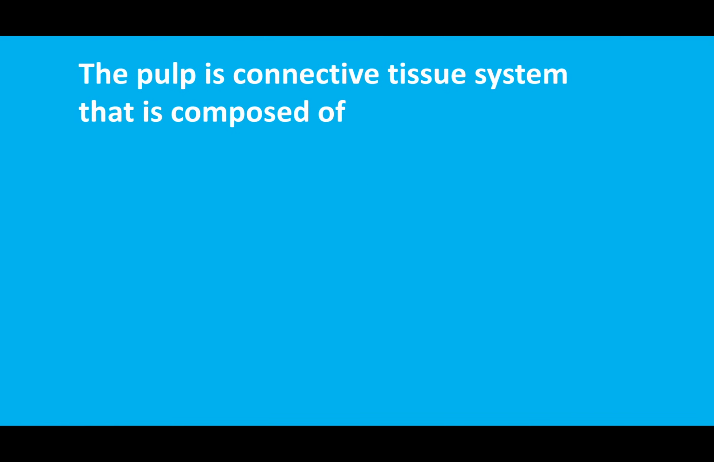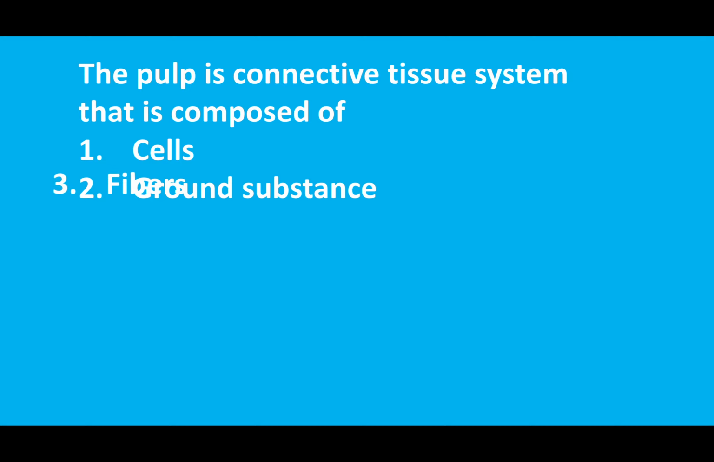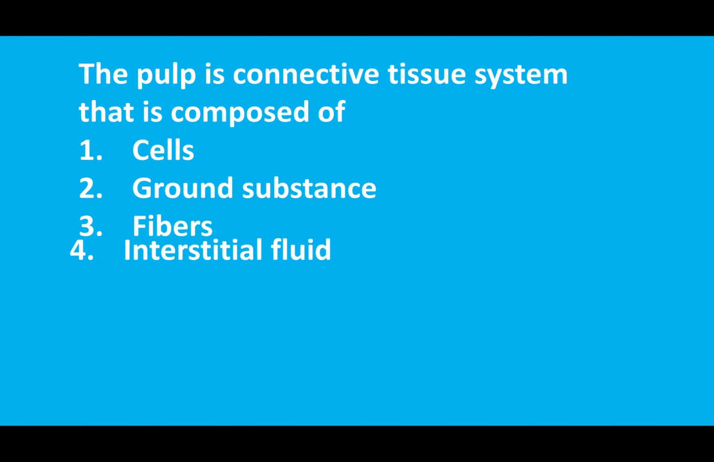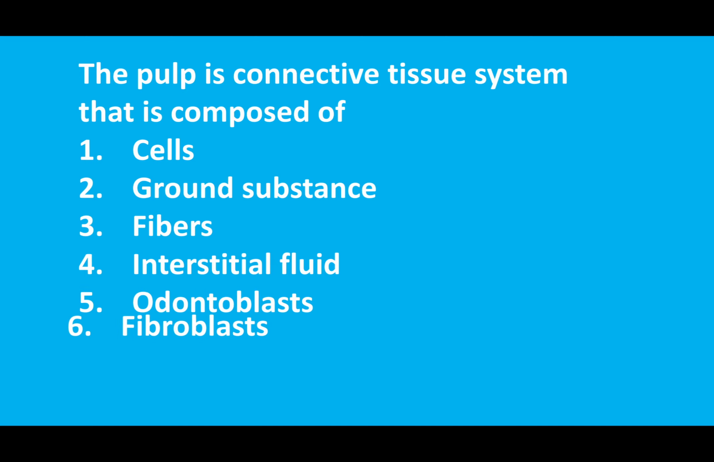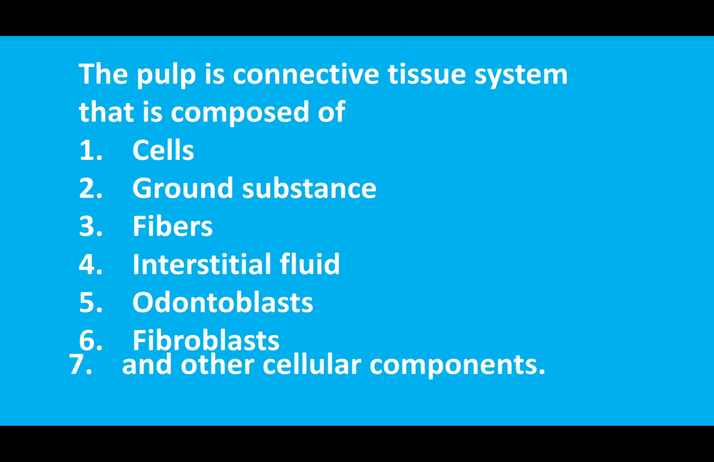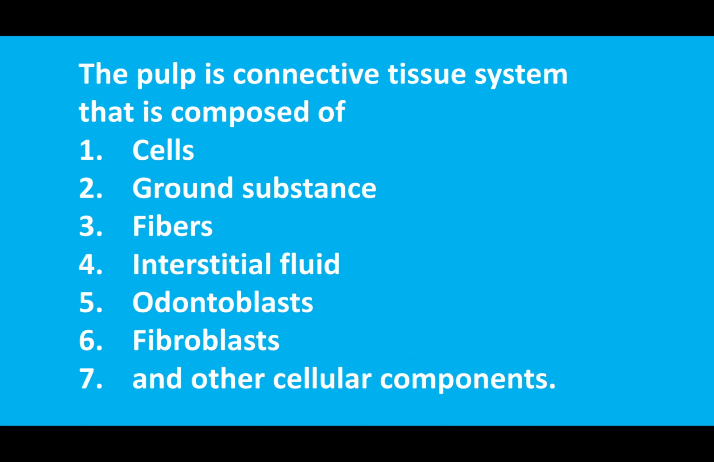The pulp is a connective tissue system that is composed of cells, ground substance, fibers, interstitial fluid, odontoblasts, fibroblasts, and other cellular components. We will talk about this in detail later, but as this is just an introduction to the pulp, these are the main components of the pulp, as the pulp is a connective tissue system.